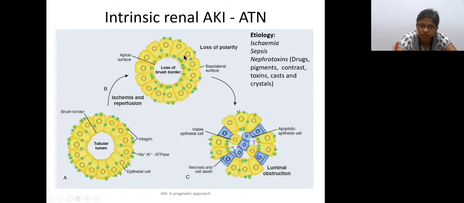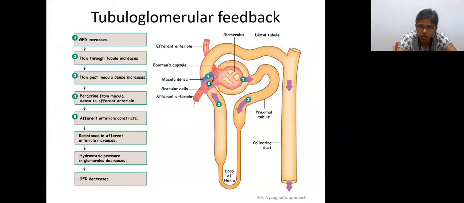Okay, so as this degree of injury increases, these cells start losing their connections between each other. So first they lose polarity, then they lose their connections from each other, then they start falling into the lumen and start blocking and form casts. So once they form casts, of course, urine can't go through, right? So there's this phenomenon called tubulo-glomerular feedback, because the question people ask is, when only tubules are being affected, why should the GFR drop? Because the filtration is taking place in the glomerulus, and this is the answer why.